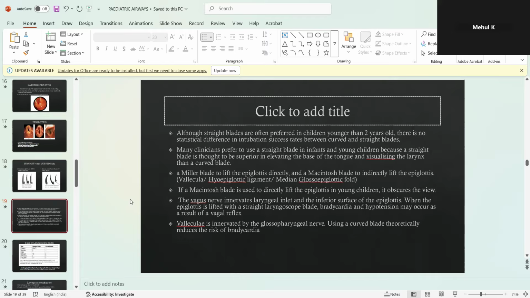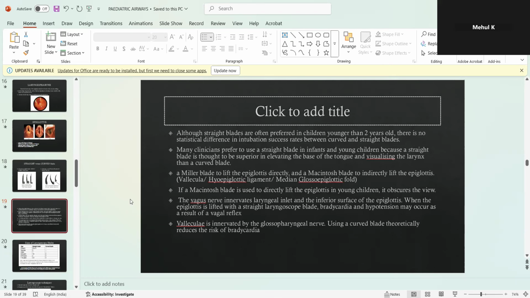using a Miller's blade, you're directly visualizing the glottis by lifting the epiglottis from its inferior surface. The inferior surface of the epiglottis is densely innervated with sensory afferents of the recurrent laryngeal nerve, and performing a laryngoscopy using Miller's straight blade by lifting the epiglottis from its inferior surface instigates a very strong vagal stimulus, a vagal reflex. The patient might actually have severe bradycardia and hypotension.